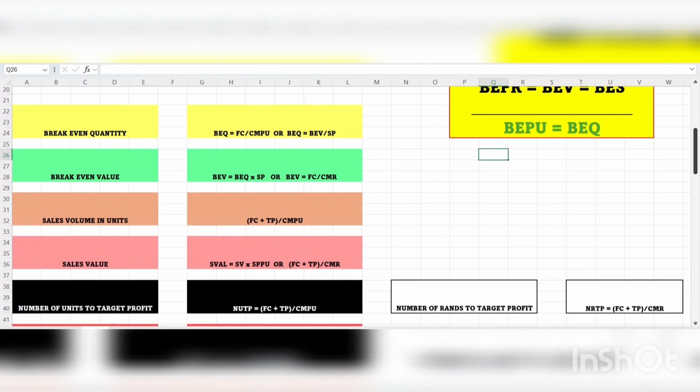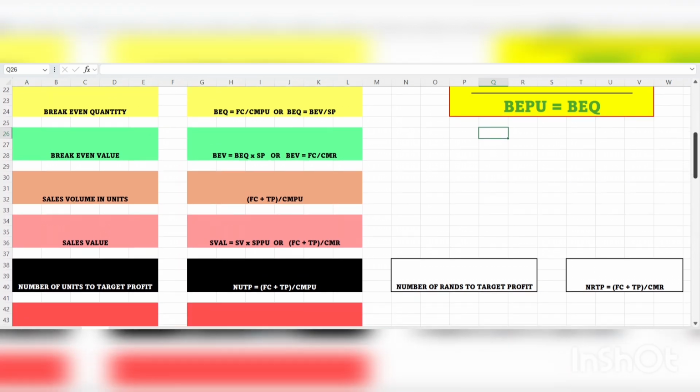So then you have your break-even quantity, which is your fixed cost divided by your contribution margin per unit, or your break-even quantity, which is your break-even value divided by your selling price. You have your break-even value, which is your break-even quantity times your selling price, or your fixed cost divided by your contribution margin ratio.